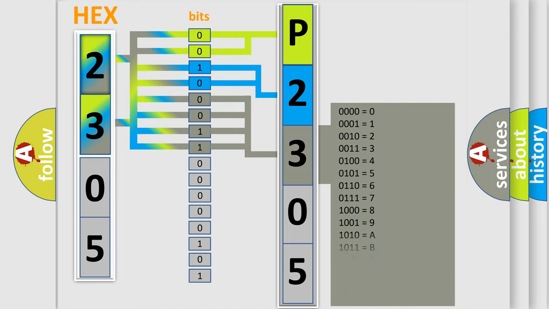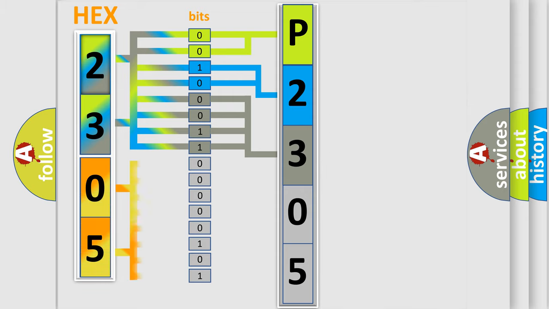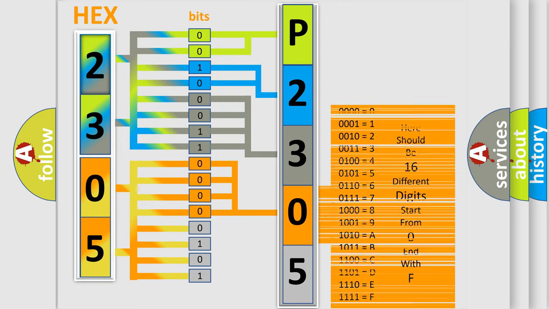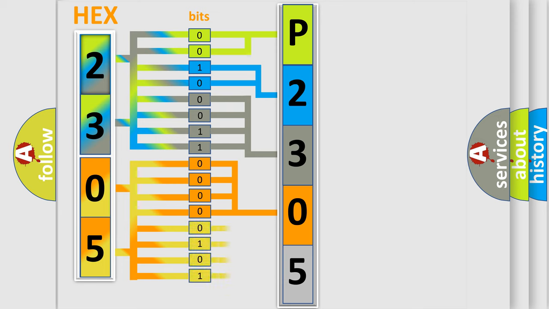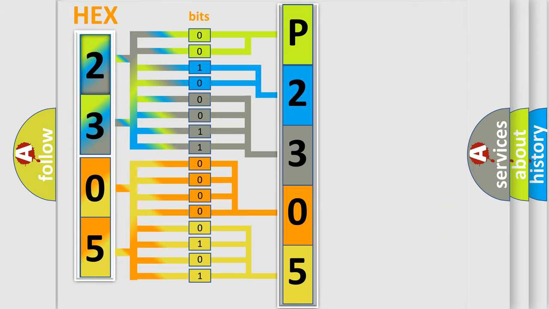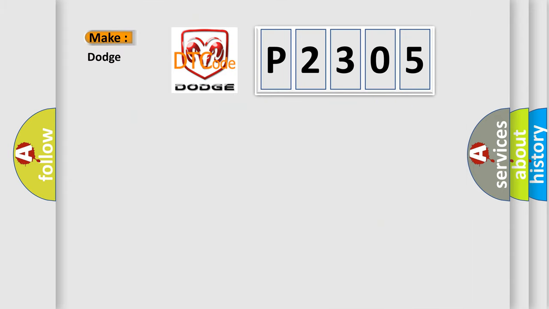The second byte is composed of a combination of 8 bits. The first 4 bits determine the fourth character of the code, and the combination of the last 4 bits defines the fifth character. A single byte conceals 256 possible combinations. We now know in what way the diagnostic tool translates the received information into a more comprehensible format. The number itself does not make sense to us if we cannot assign information to what it actually expresses. So, what does the diagnostic trouble code P2305 mean specifically for Dodge vehicles?